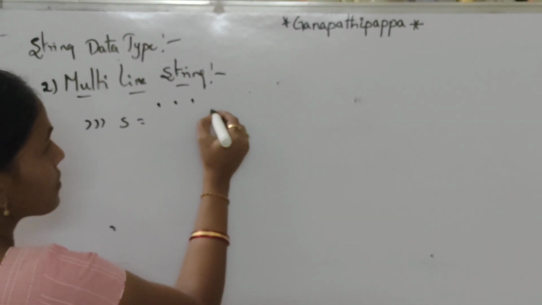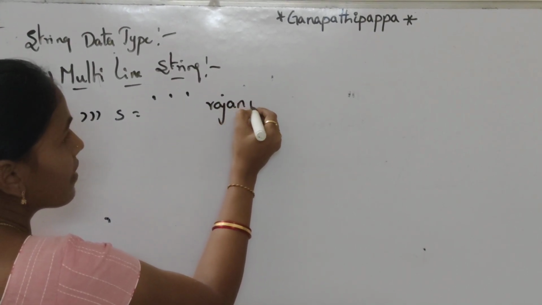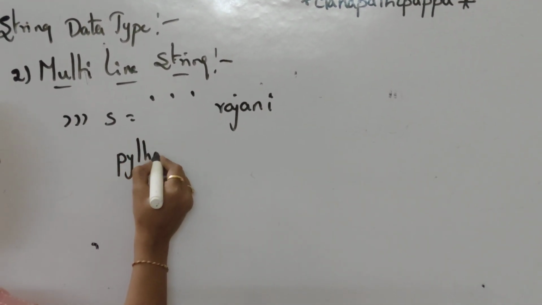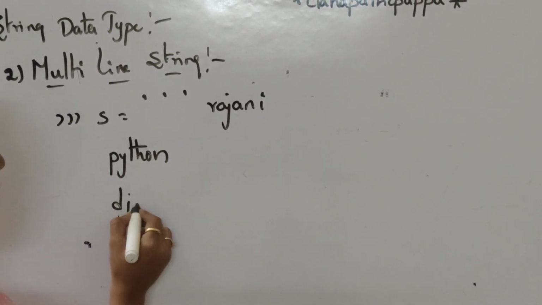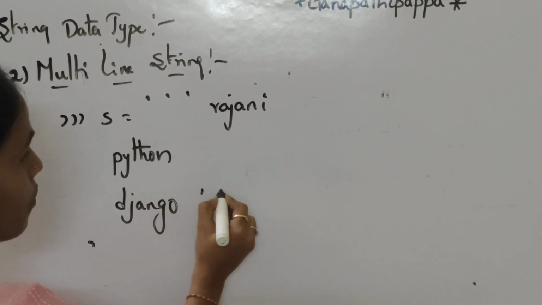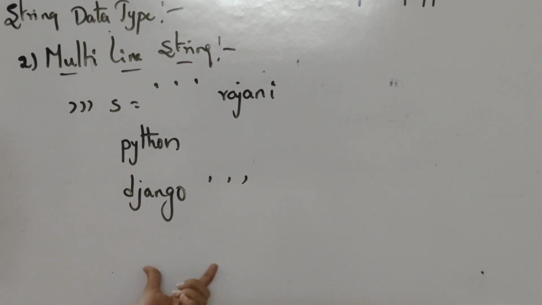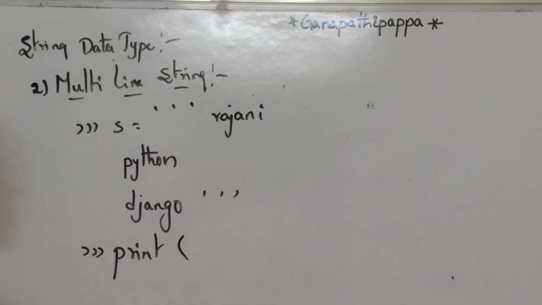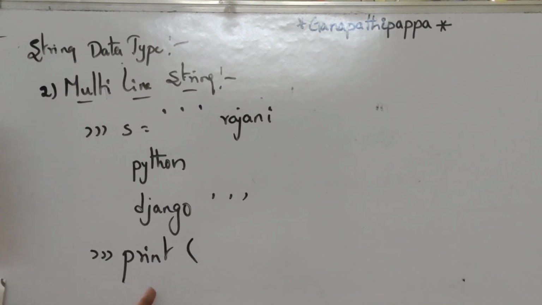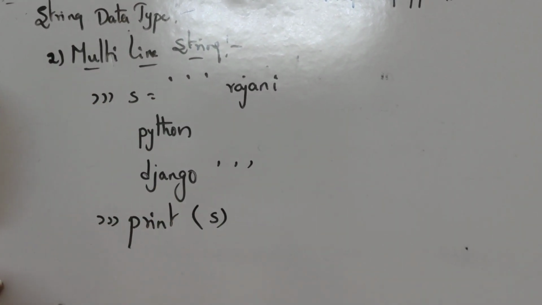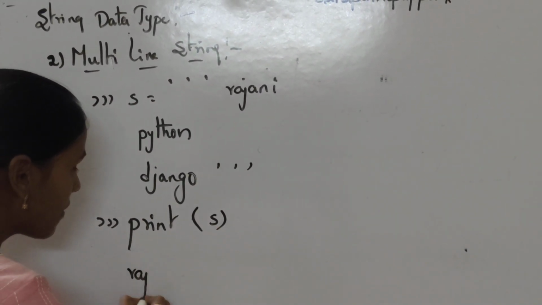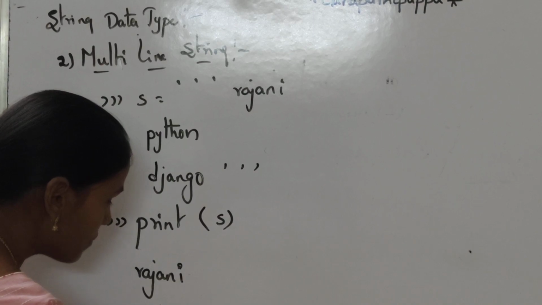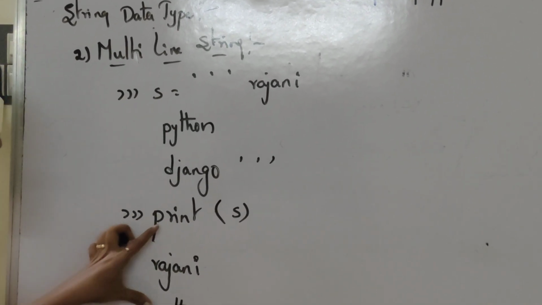A triple single quotes. R-A-J-I-N-I, Rajini. I want to enter one more line. That one is Python. And next one more, Django. Close. This one is multi-line string. If you want to print multi-line string, we will use the print function. What is print? Print function is used to display the output. Yes, immediately we will display Rajini, Python and Django. This one is multi-line string.